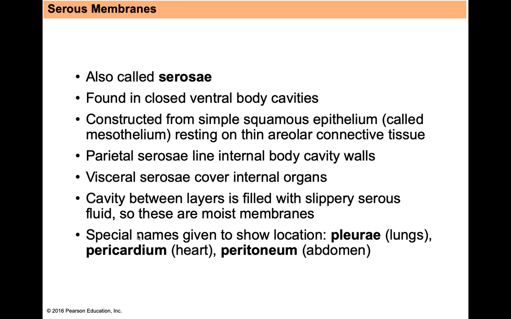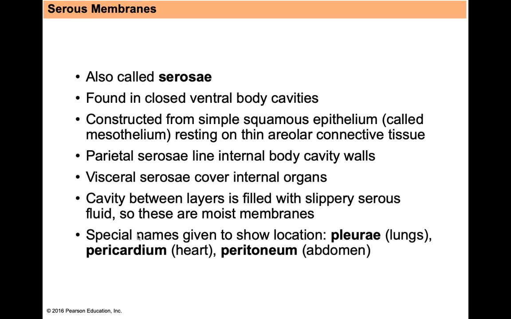We have parietal serosa and visceral serosa that we talked about in the very first unit of this class. Our parietal serosa line the internal body cavity walls, whereas the visceral serosa actually covers the organs themselves. So you have two coverings, one that's around the cavity and one that's around the organ. The cavity between these two layers is filled with the slippery serous fluid. So these are moist membranes, and all of that serous fluid is there to cushion your body. Okay, you don't want your organs just slamming up against each other. You have these little pillow pockets of fluid around them.